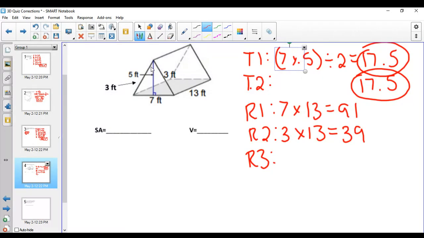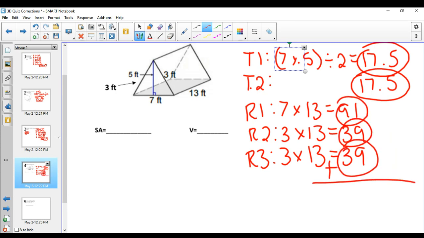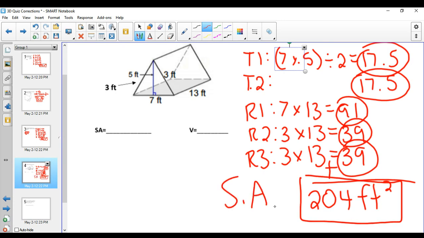Now let's go to this rectangle over here on the left side. They've told us right here that this side is 3. Now this side and this side are not specifically labeled, but I know that opposite sides are congruent. So if this one over here is 13, that means it's 13 on this face as well. So the right and left faces are actually congruent. They're both 3 by 13, and so that one will be 39 as well. So I have these 5 answers that I will add together to get the total surface area, and that comes out to 204 feet squared. So that is our surface area answer.